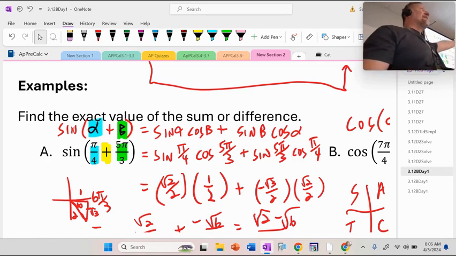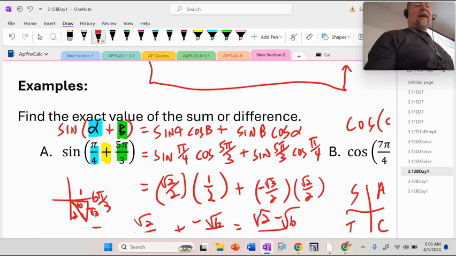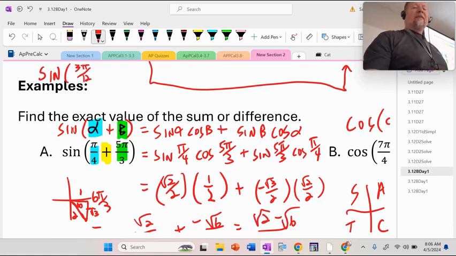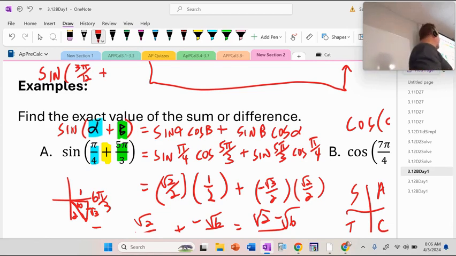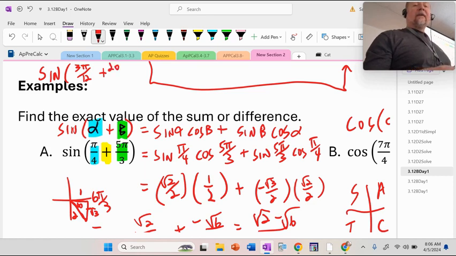So what do you need? A common denominator. What is the common denominator between 4 and 3? 12. So this could be rewritten as 3 pi over 12, right? Plus, and then what does this become? Okay, so that becomes 20 pi over 12. So this is actually equivalent to finding the sine of 23 pi over 12.